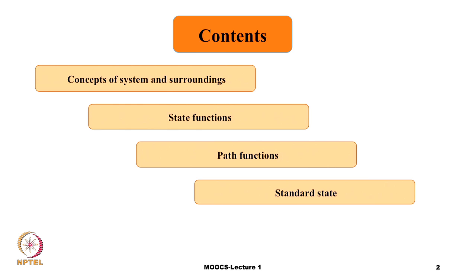In this course, we plan to start from basic principles of chemical thermodynamics and then slowly go towards the applications and take the course to advanced level. In the first lecture, let us first discuss the fundamentals of chemical thermodynamics. The contents of this first lecture will start with the concept of system and surroundings, state functions, path functions and standard state.